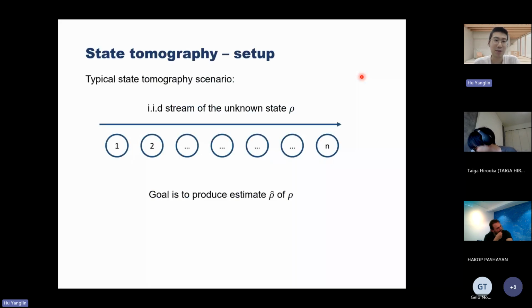So let me first explain the setup of state tomography. A typical state tomography scenario is we get an IID stream of the unknown state rho, which is we get rho 1, 2. We get it in a stream. We receive the states one by one. And the goal is we want to produce an estimate rho hat of the state rho.